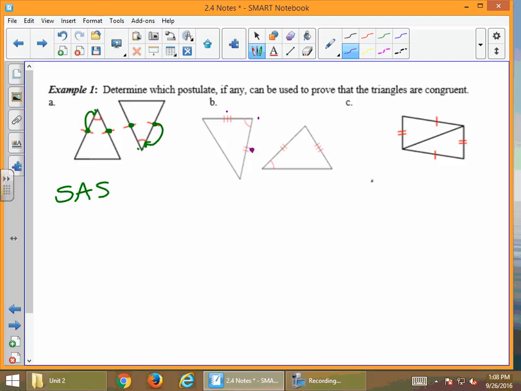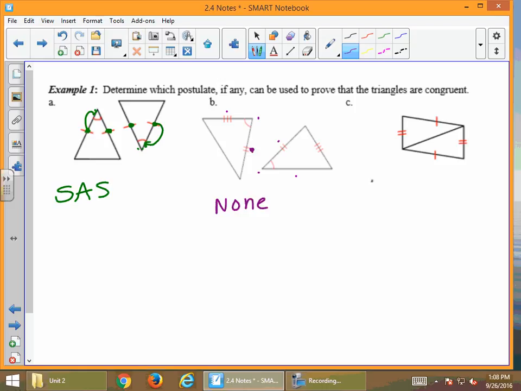We have to go from 2 to 1 to 3. Okay? Well, here we go from 2 to 1 to nothing. Do we follow that same pattern? No. So can we say that these triangles are congruent? No. So there's nothing. Not enough information. Can't say that those triangles are congruent.